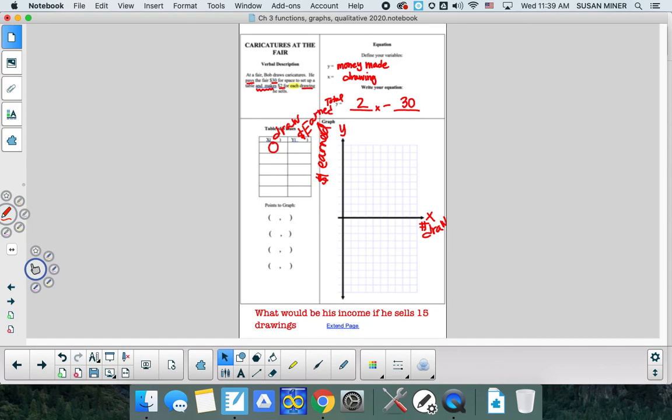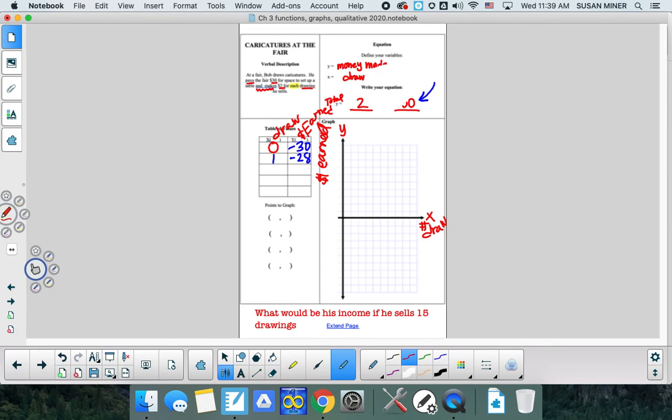Okay. Well, what I want to do in order to be able to do this, remember, this is my function machine right here. If I put a 0 in here for X, then how much money will I earn if I don't? Well, I'm going to be minus 30 in the hole, because if I don't sell any drawings, I had to pay $30 to rent the booth. So I'm going to end up $30 in the hole, right? What if I sell one drawing? Then I would be $28 in the hole.